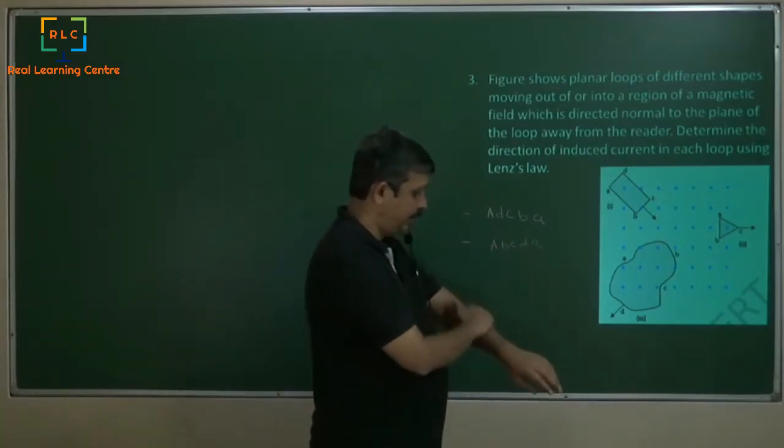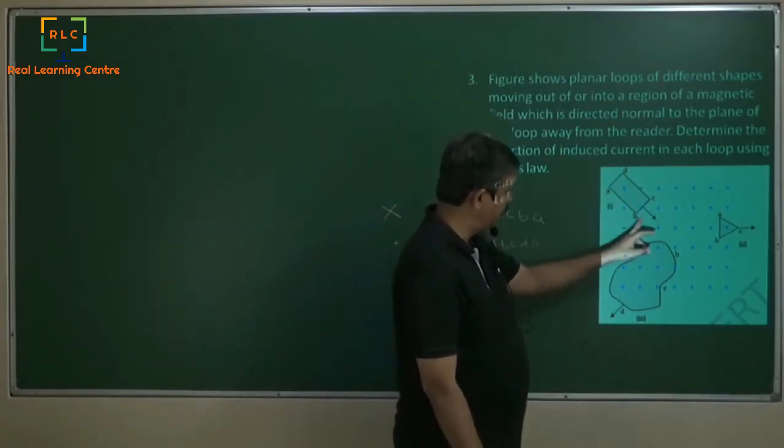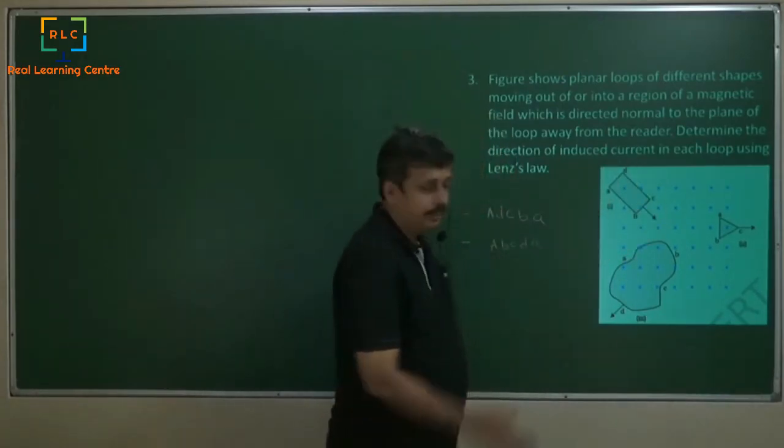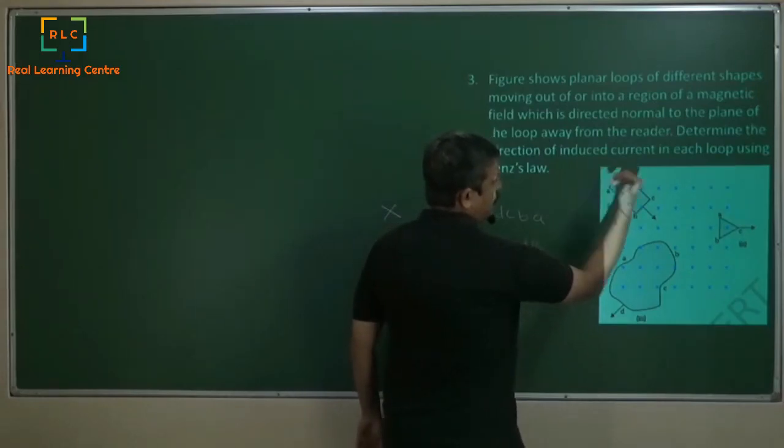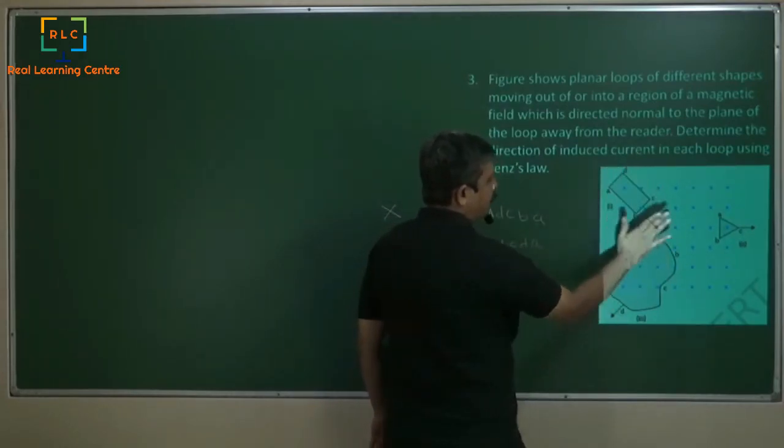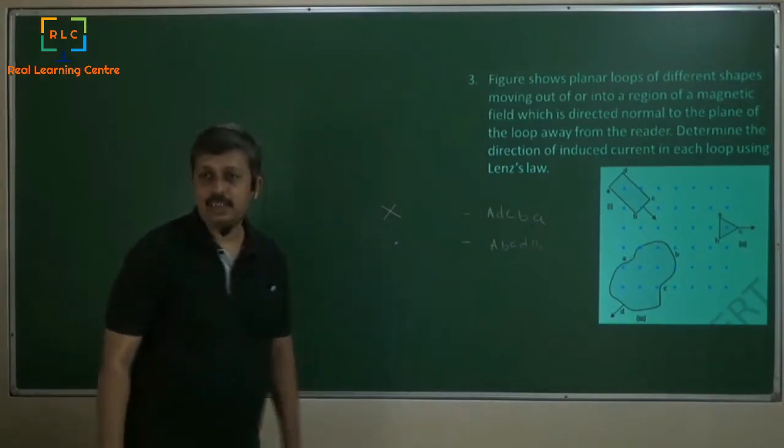A, B, C, D, A. So that is the direction. A, B, C, D, A. This is the direction. Okay. So if it goes in this direction, it produces the magnetic field in this direction, which opposes the existing magnetic field. That is how you can figure it out.